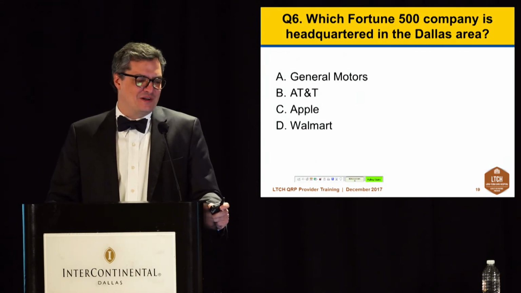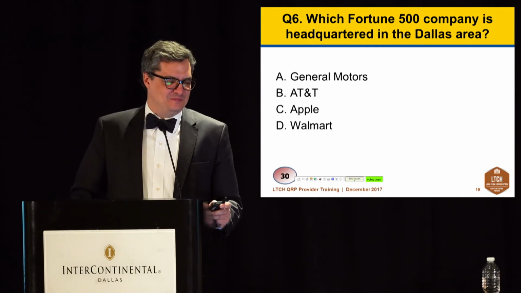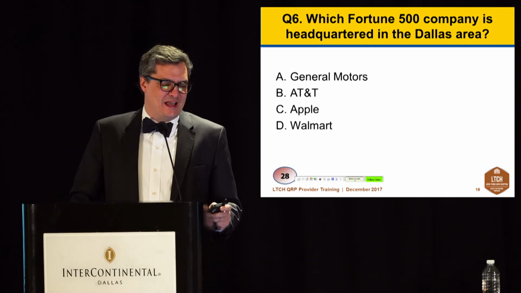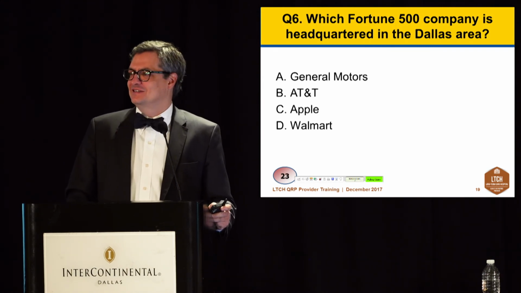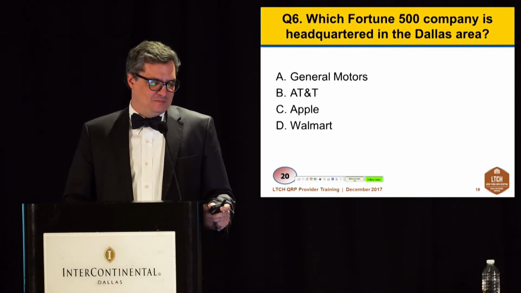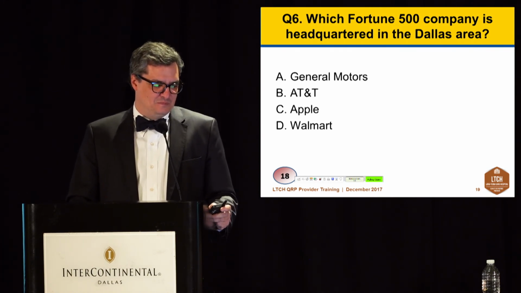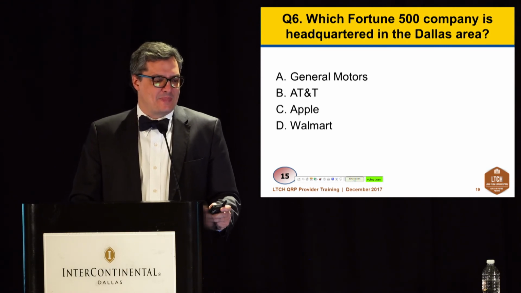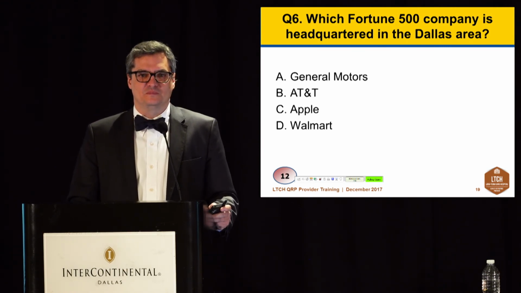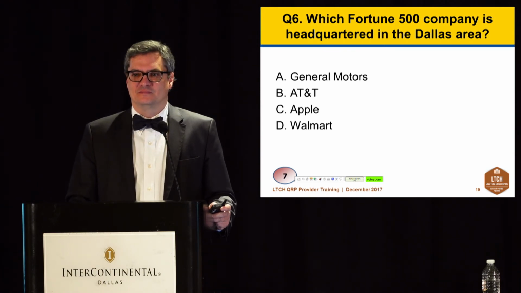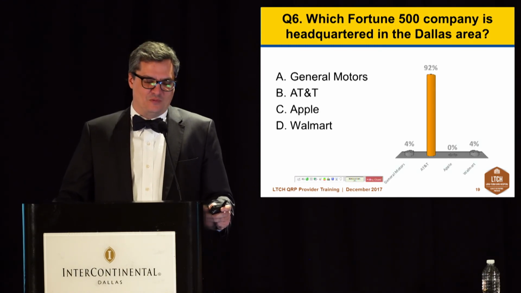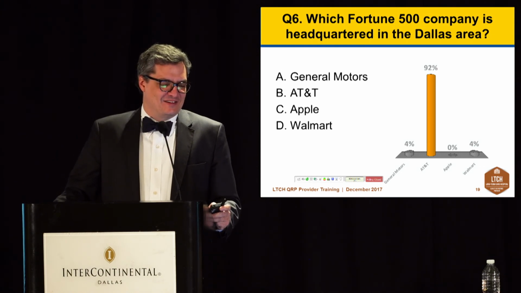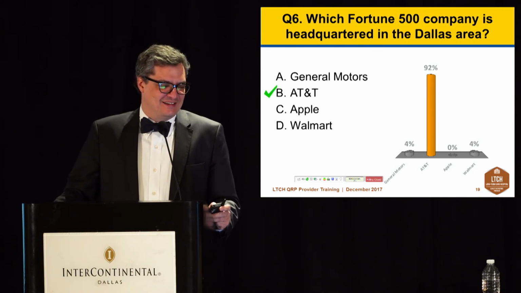Which Fortune 500 company is headquartered in the Dallas area? A, General Motors, B, AT&T, C, Apple, or D, Walmart? Wow. Landslide. AT&T, 92% answered correctly.